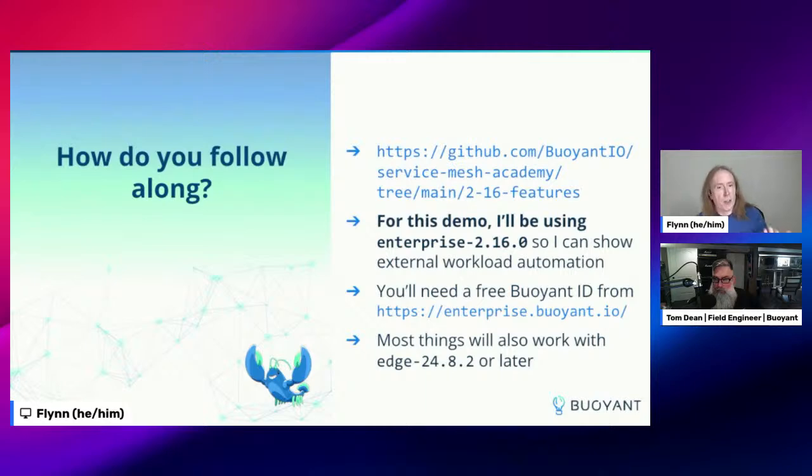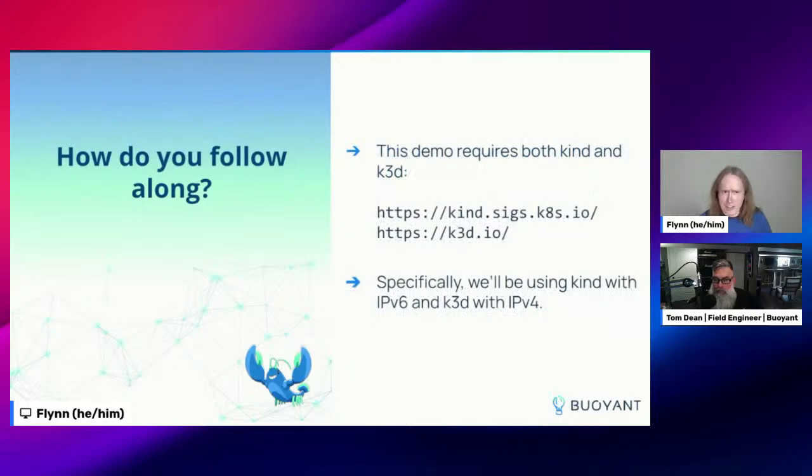If you're going to use Enterprise 2.16.0, which I think you should, you will need to go pick up a free Buoyant ID from enterprise.buoyant.io. It takes like 30 seconds. It's really easy. We promise not to send you spam.